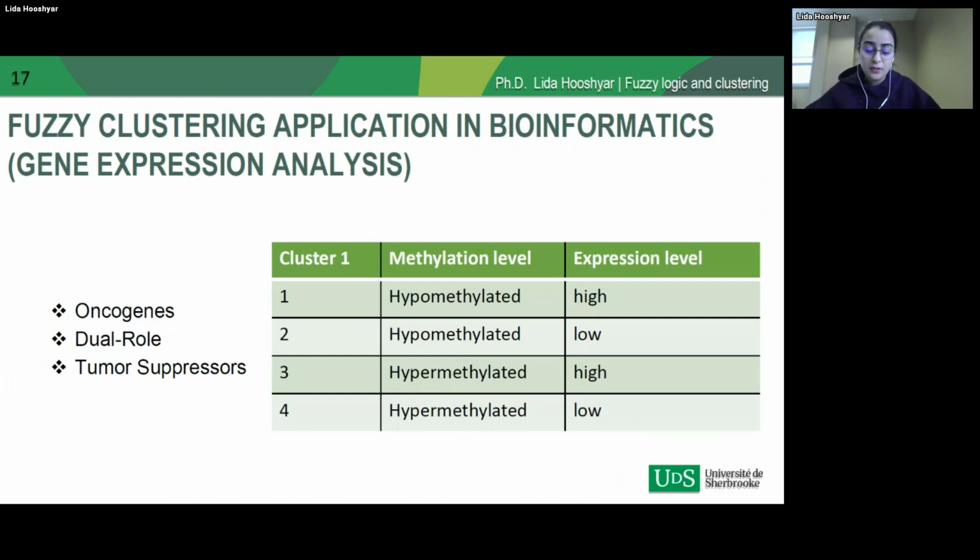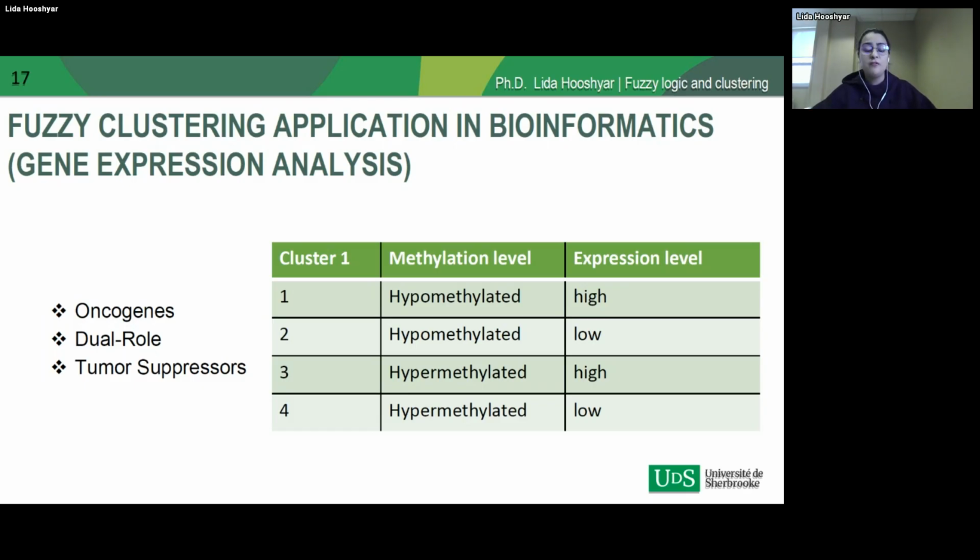This slide is related to my current work, where I have used fuzzy C-means clustering for clustering genes. The goal of this paper is to predict the influence of genes on lung cancer. Some genes related to lung cancer are categorized into 3 categories: oncogenes, dual roles, or tumor suppressors.